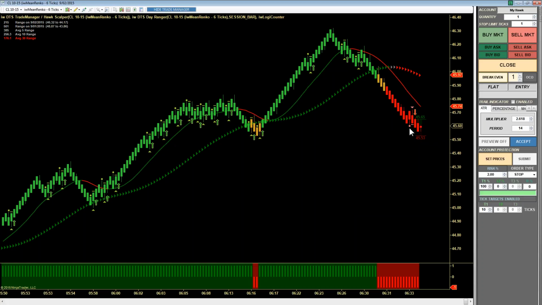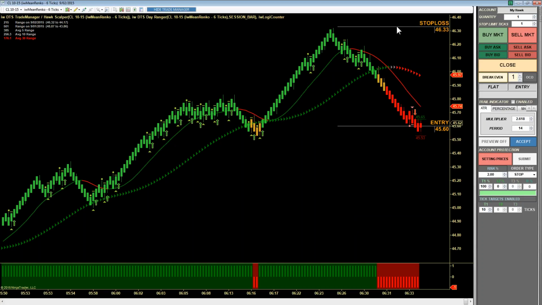We get a warning dot and an audio alert that tells us that the signal parameters are starting to build. And then when all the signal parameters are met, we get a triangle and a hash mark. So according to the Hawk Scalper, it looks like crude oil is going to be heading a little bit lower. The problem is we might get that test of the extreme before we get to our profit target.